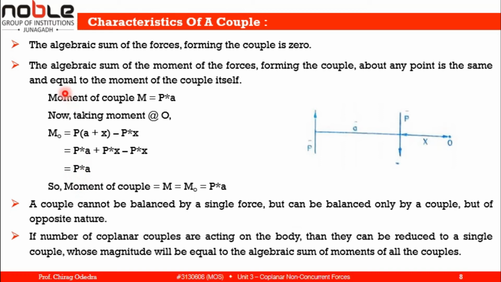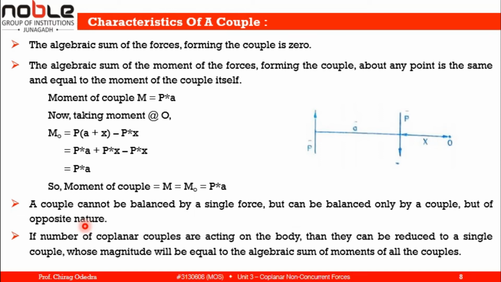So as we have seen in this characteristic, the algebraic sum of the moments of the forces forming the couple about any point is the same and equal to the moment of the couple itself. So M is equal to M at O is equal to P into A. Next one, a couple cannot be balanced by a single force but can be balanced only by a couple of opposite nature.